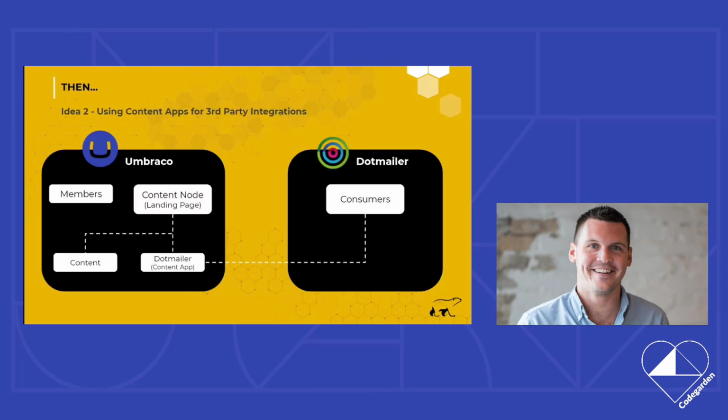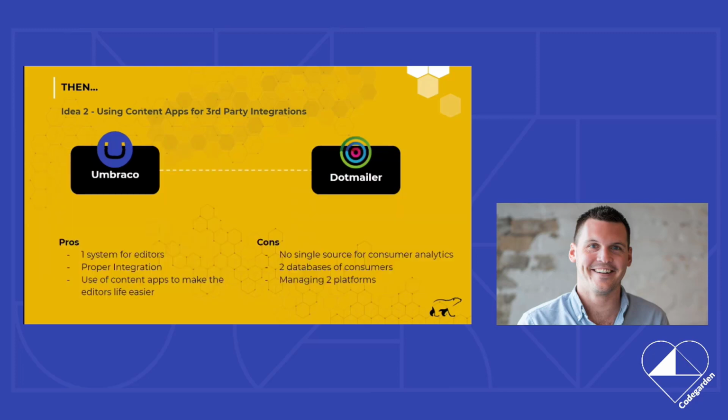So the second idea was to start to use content apps within Umbraco to effectively show third-party information. So the user would build a competition or a landing page within Umbraco, and this would be integrated with a campaign automatically generated on Dotmailer. So the pros and cons of this, obviously we would have one integrated system. The user would always log into Umbraco and they would see all of the information around their campaign in Umbraco. And we start to use content apps to make life easier for the user in this instance.